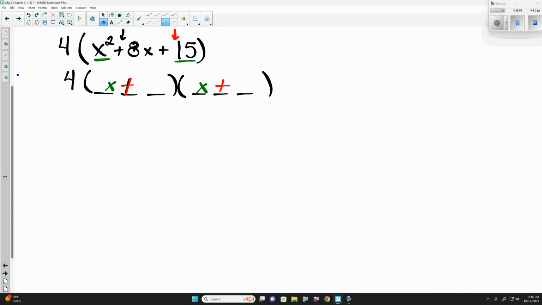Now the other one we're finding the factors of is 15. Does 15 have one set of factors? So what are the factors of 15? 1 and 15. Does it have one set of factors? No, it has 2. Unlike the last one and unlike X squared, we have to actually pick which set of factors we want to use. 3 and 5.